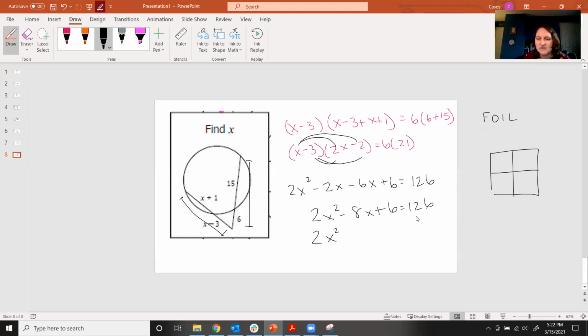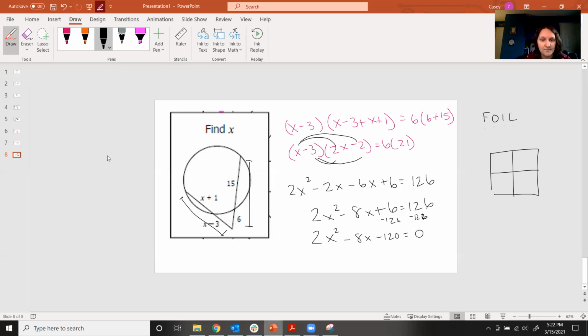First, I'm going to make this equal to 0. So I'm going to subtract 126 from both sides. So this becomes minus 120 equals 0. You could use Desmos, graphing, if you know how to do that to solve. You could factor it. You could use the quadratic formula. Personally, I'm going to take the answers that are on my paper.